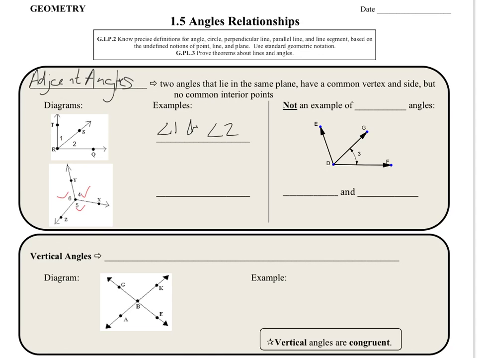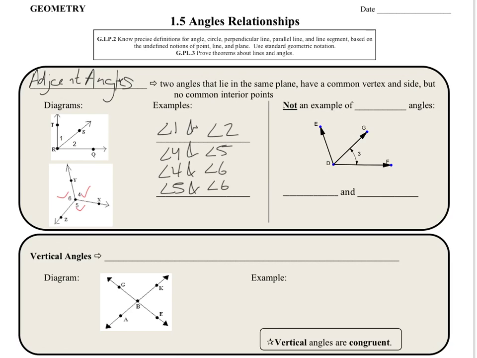So in this case, there are actually a couple pairs of adjacent angles. We could say angle 4 and angle 5. We could also do angle 4 and angle 6. Finally, we could also do angle 5 and angle 6. Those are all side by side.